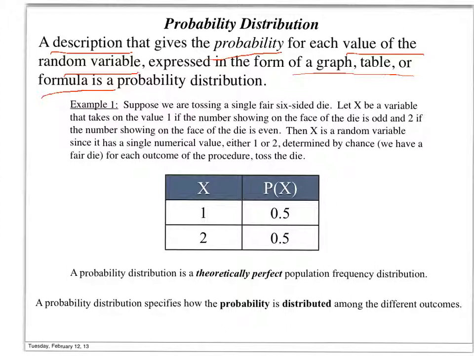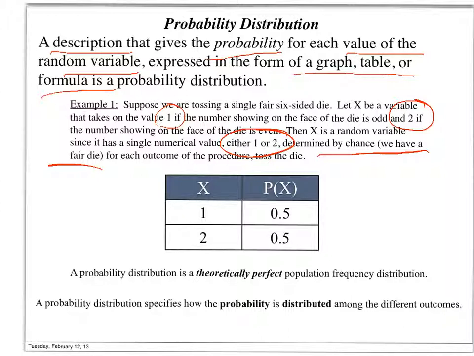So returning to example 1, where we're tossing a single fair six-sided die, and the variable X takes on the value 1 if the number showing on the face of the die is odd, and it takes on the value 2 if the number showing on the face of the die is even. So we have a random variable. It has a single numerical value, and that value is either 1 or 2, but it only assumes one of those values at a time, so that means it's a single numerical value, and that value is determined by chance because the die is fair and we're just tossing it.